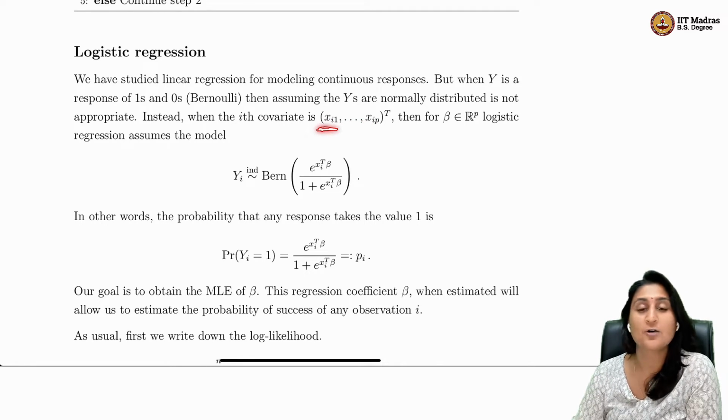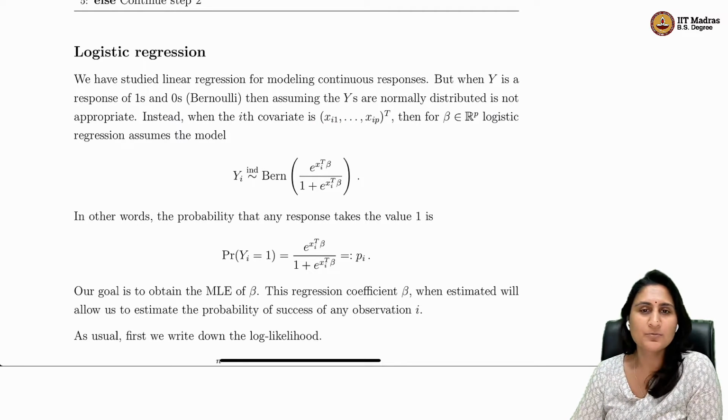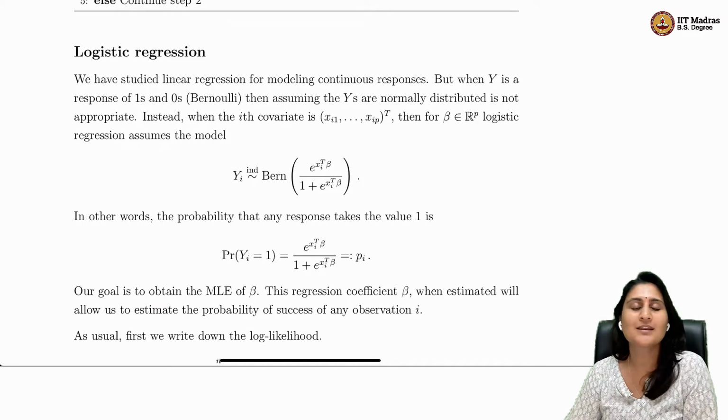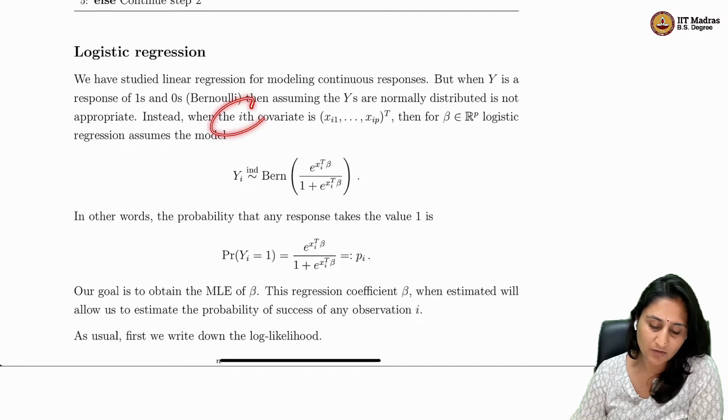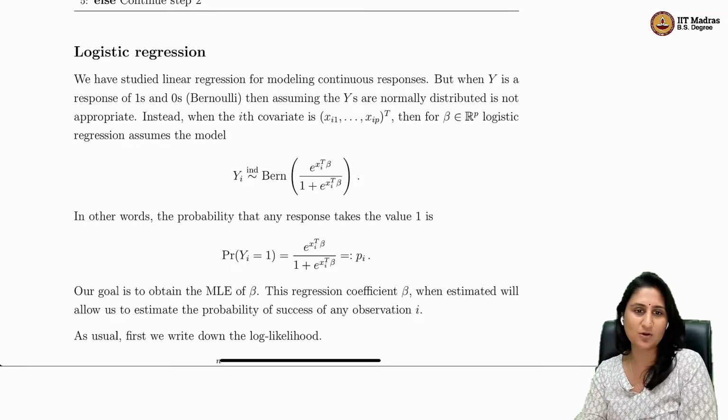One could be, for example, how many hours of effort you have put in. Another piece of information, xi2, with i being you and 2 being the second covariate, could be how many hours you sleep. Xi3 can be, let's say, your IQ level. Xi4 can be how many marks you got in the previous exam, and so on. So you have this information about you that can help us understand whether you're going to pass or fail the exam. The question is, how do we use that information in the model?